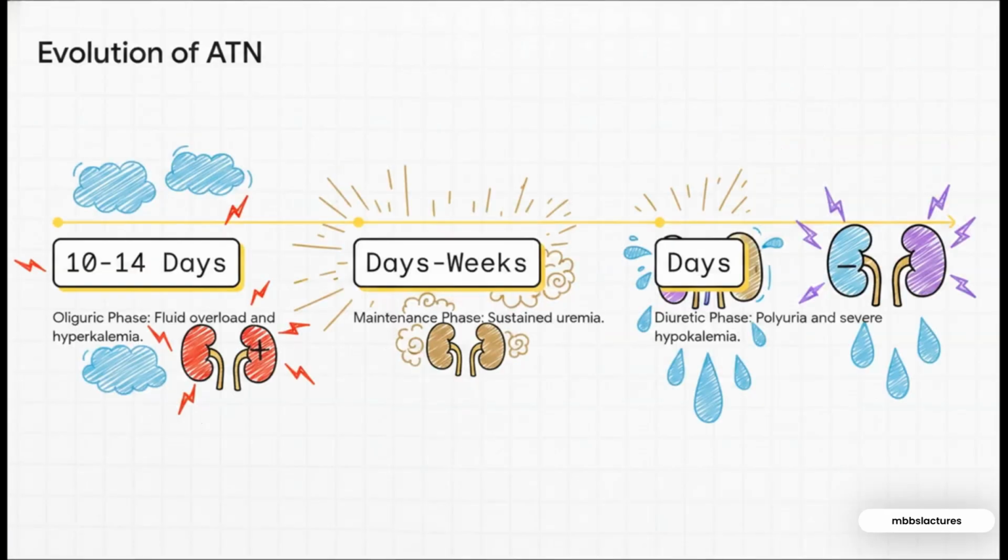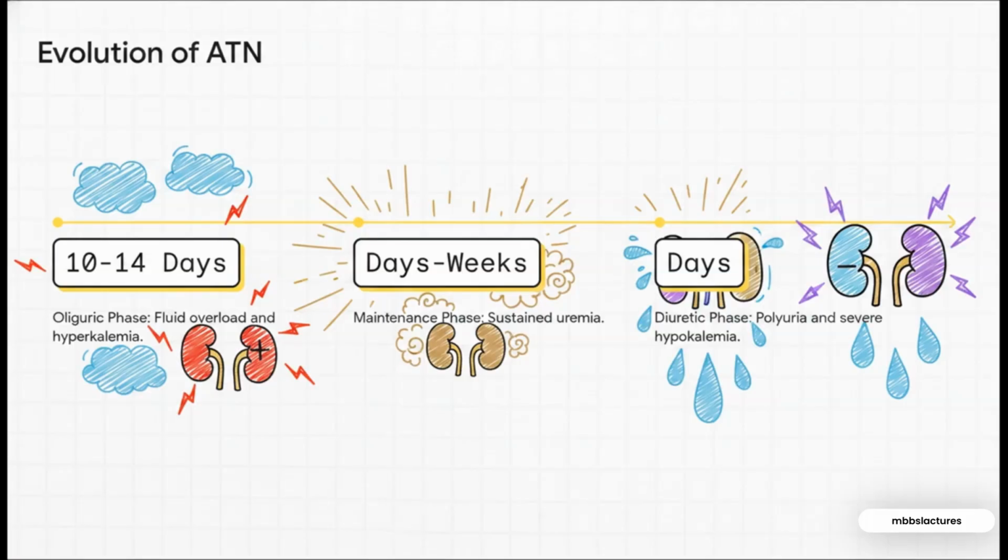Now, you absolutely must know the natural history of ATN for your university exams. It evolves in 3 very distinct phases. It kicks off with an oliguric initiation phase that lasts roughly 10 to 14 days, and this causes dangerous fluid overload and life-threatening hyperkalemia. Then it progresses through a maintenance phase of sustained uremia.